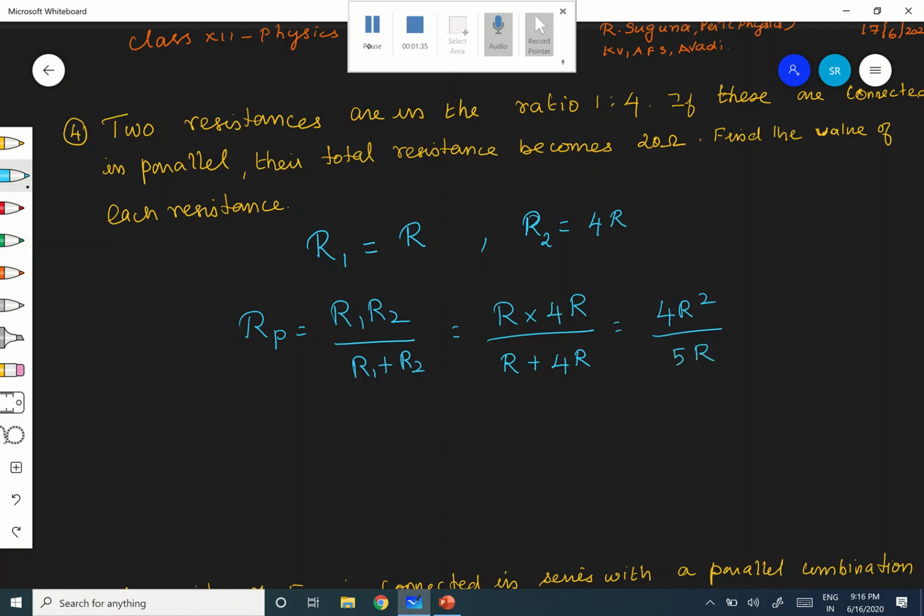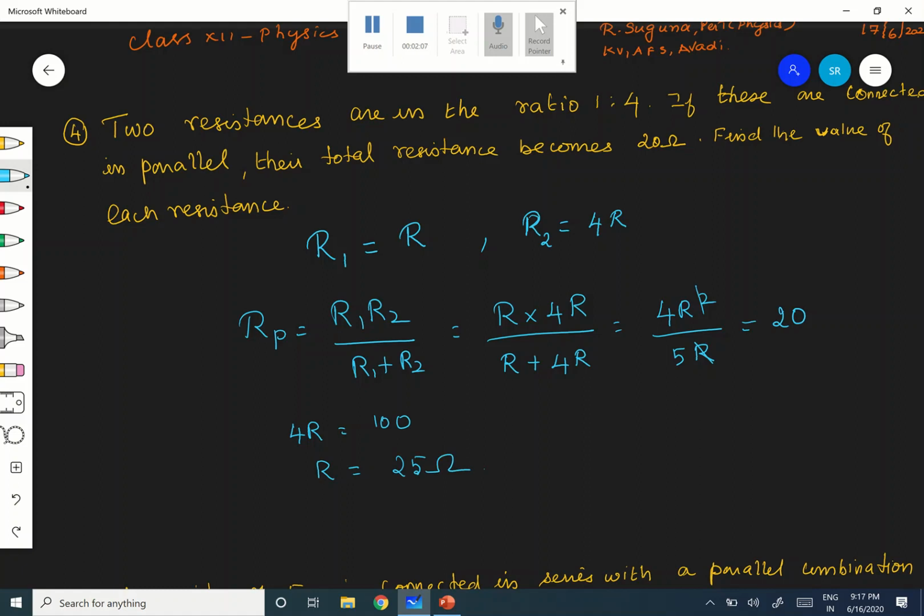And that is equal to 20. It is given that the resistance becomes 20. Are you following? Therefore, 4R is equal to 100. Correct? Therefore, R is equal to 25 ohm. Are you following? Okay. Therefore, this is the answer.